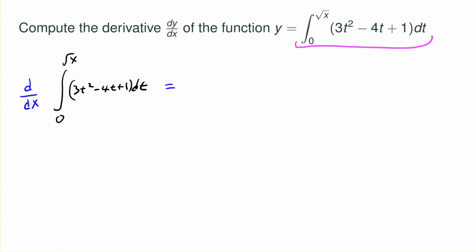So when we do that by the fundamental theorem, first we plug in the square root of x to replace the variable, right? So let's do that first. So we have 3 times the square root of x squared, minus 4 times the square root of x, plus 1. But then we have to multiply by the derivative of the square root of x by the chain rule.